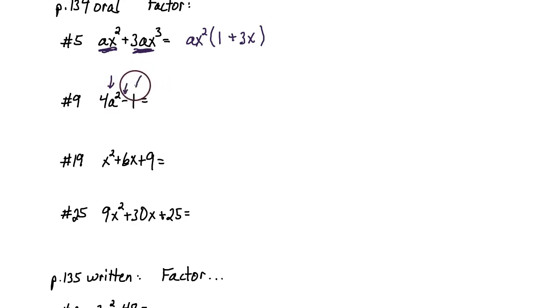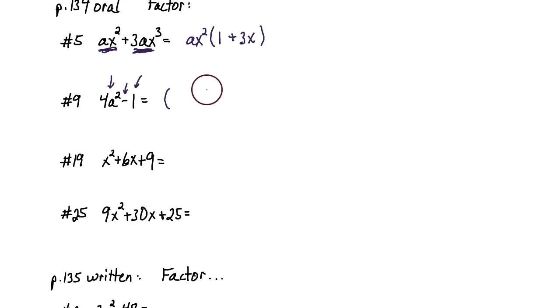4a squared does have a square root, 2a. You also have to be able to take the square root of the last term. The number 1 is a perfect square because its square root is 1. So after doing those checks to see if this is a perfect square and this is a perfect square, then we will know it's a difference of squares.